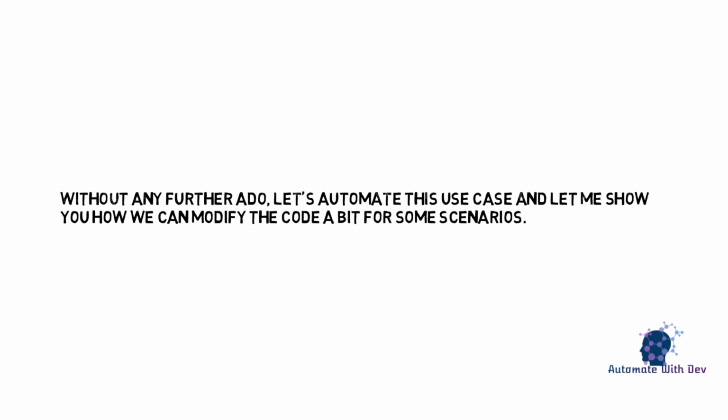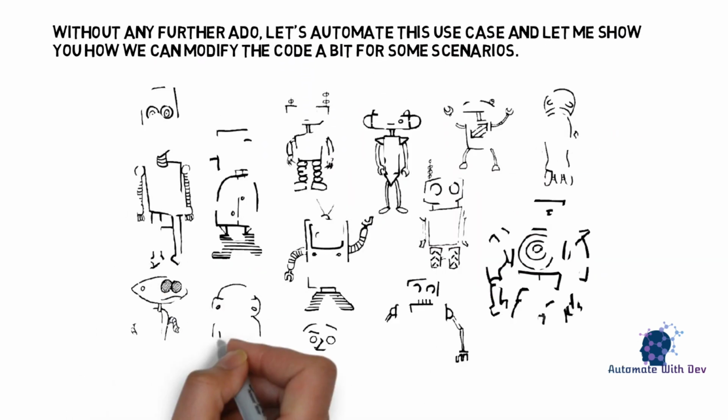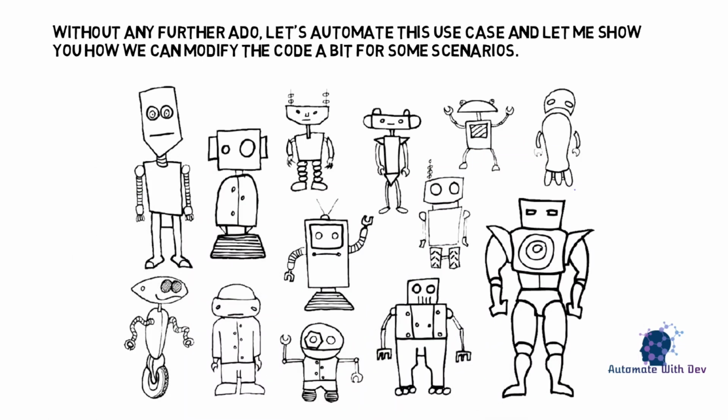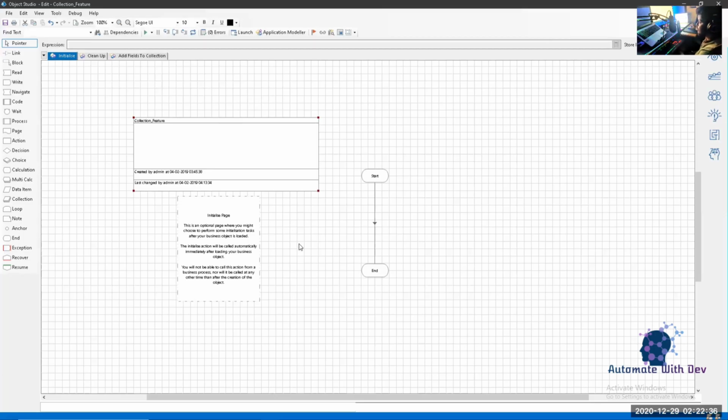So without any further ado, let's automate the use case and let me show you how we can modify the code a bit for some of these scenarios. Now we are going to see how we will be writing that code for ordering collections. Before that, there are some prerequisites I just want you to know.